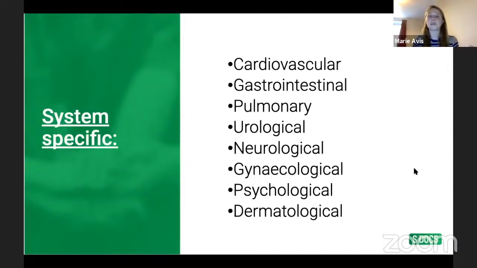The second way is to think of it in a system specific way. I personally find this one a bit easier because I'm quite a visual learner. So I like to be able to imagine all the different systems in a patient and think, okay, which one's gone wrong? But it's much the same.